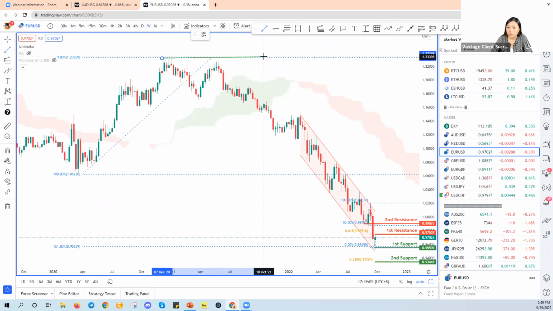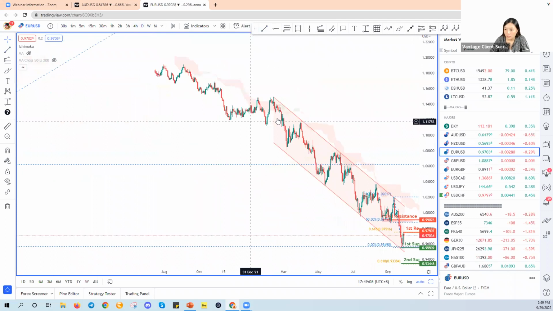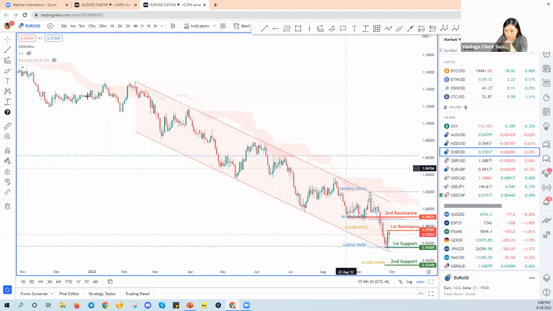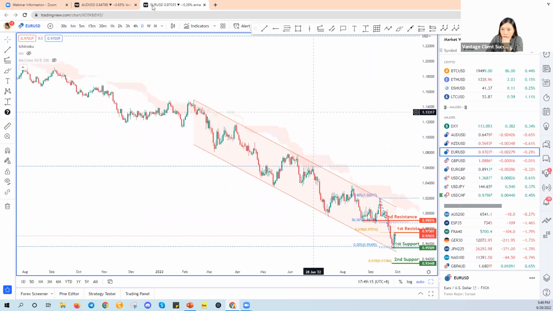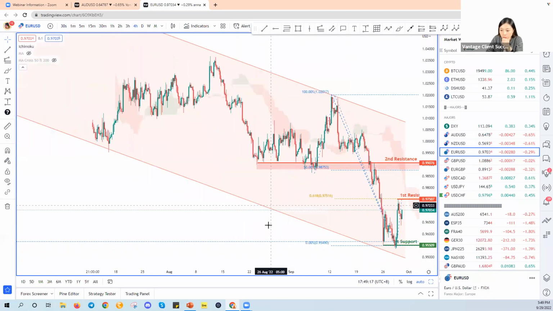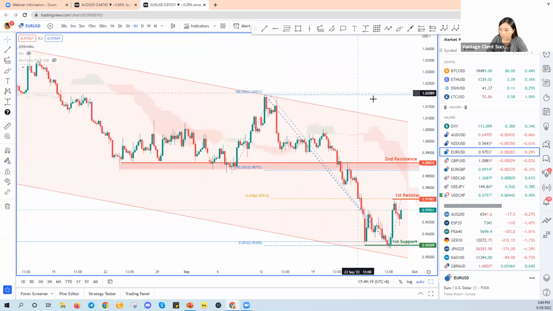Double top created at this level. Okay, somewhat a double top. Okay, daily, I have drawn this channel here, very, very nice channel, and prices seem to be respecting the channel a lot. Okay, so let's zoom into the 4-hour so it's more executable.